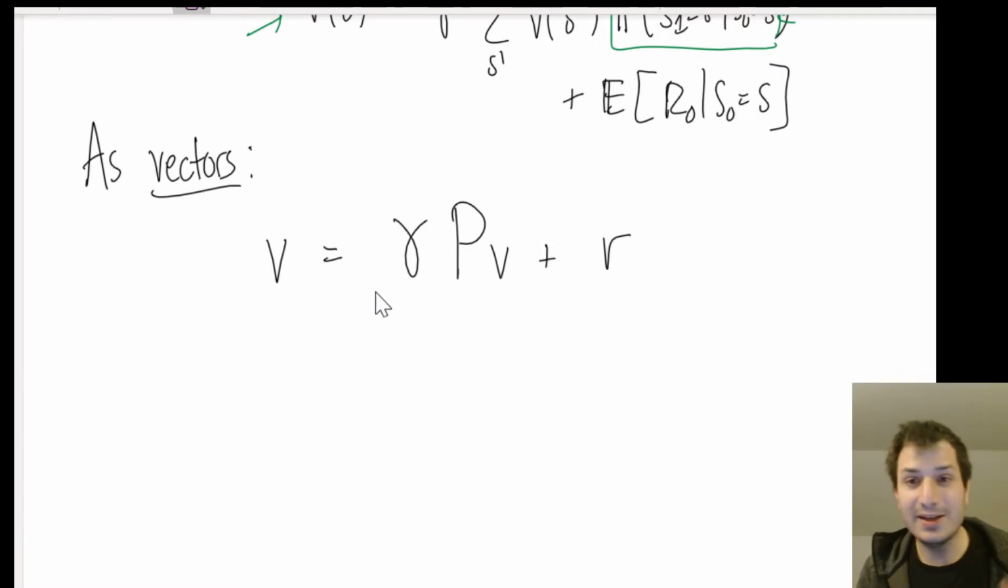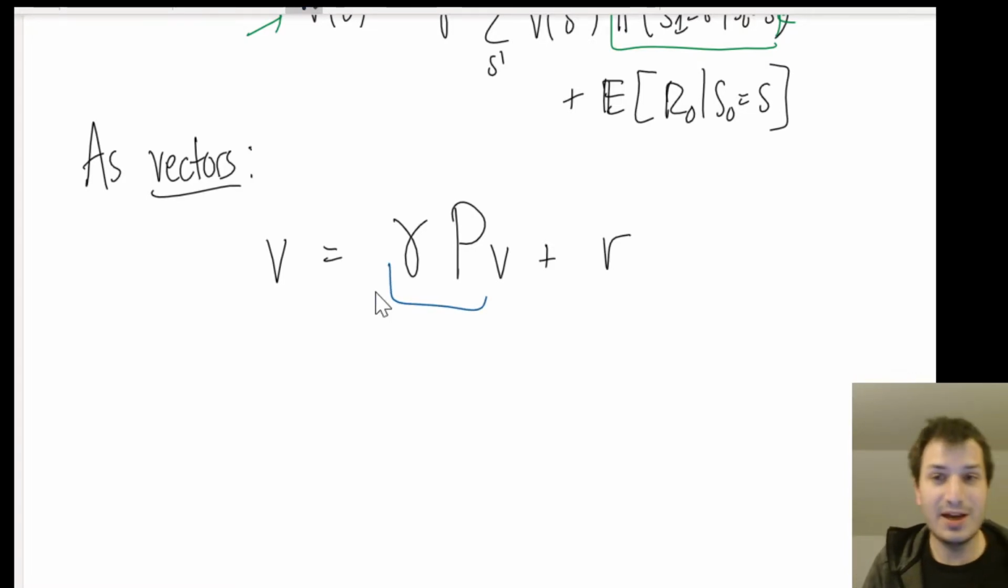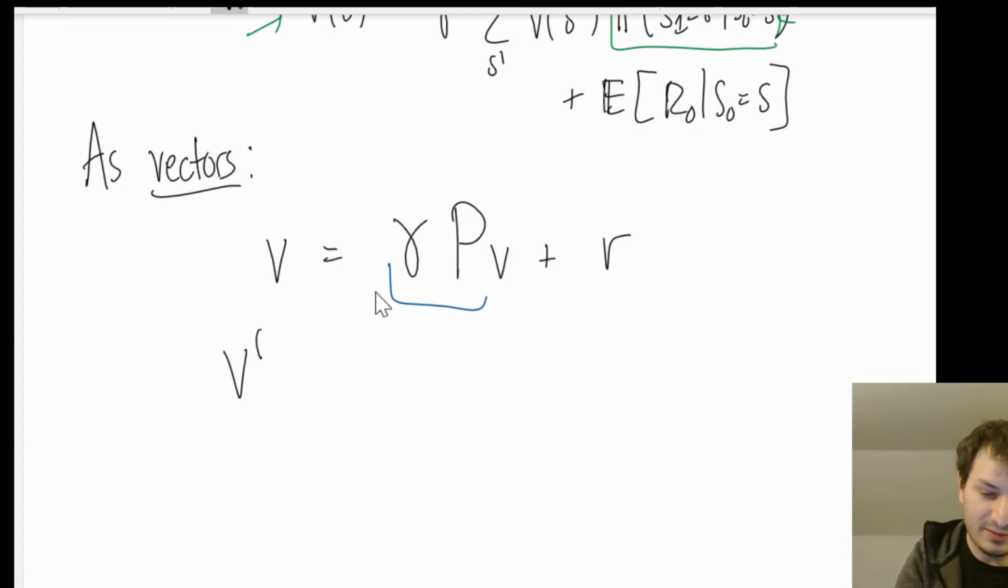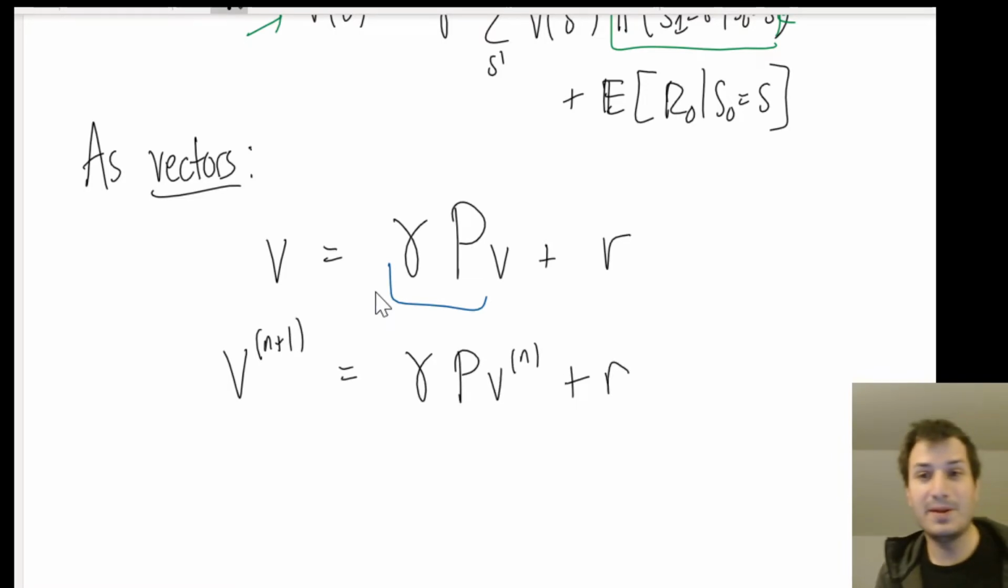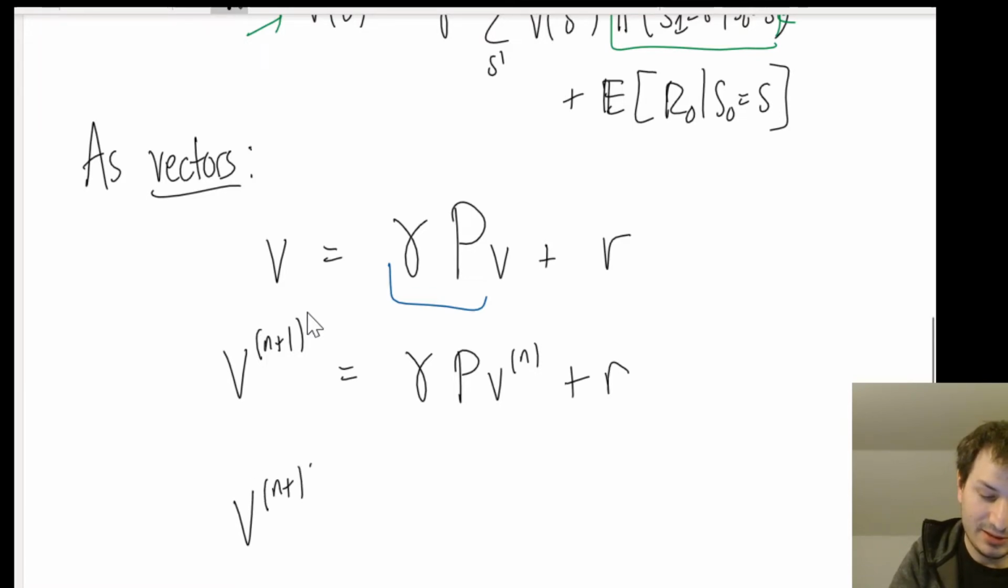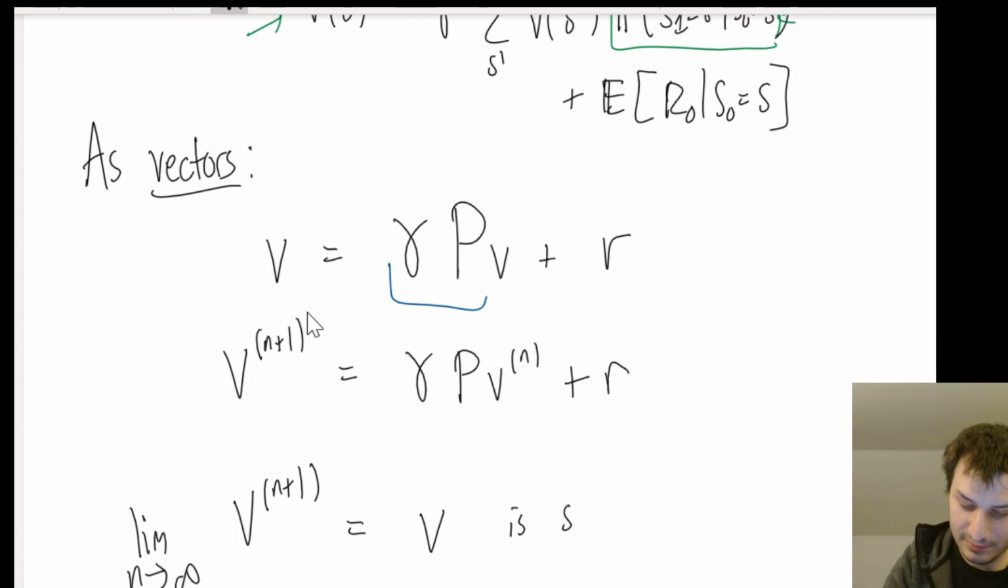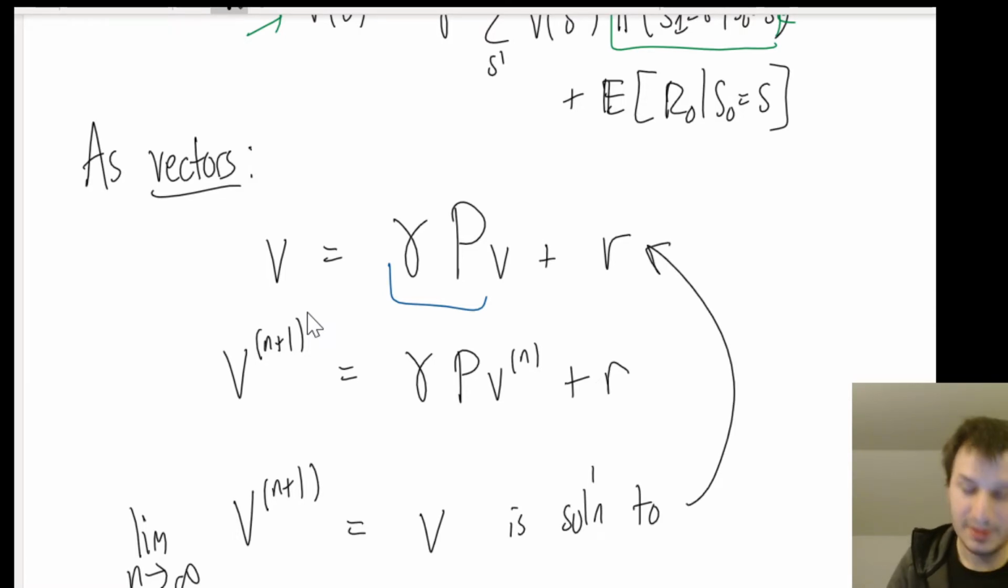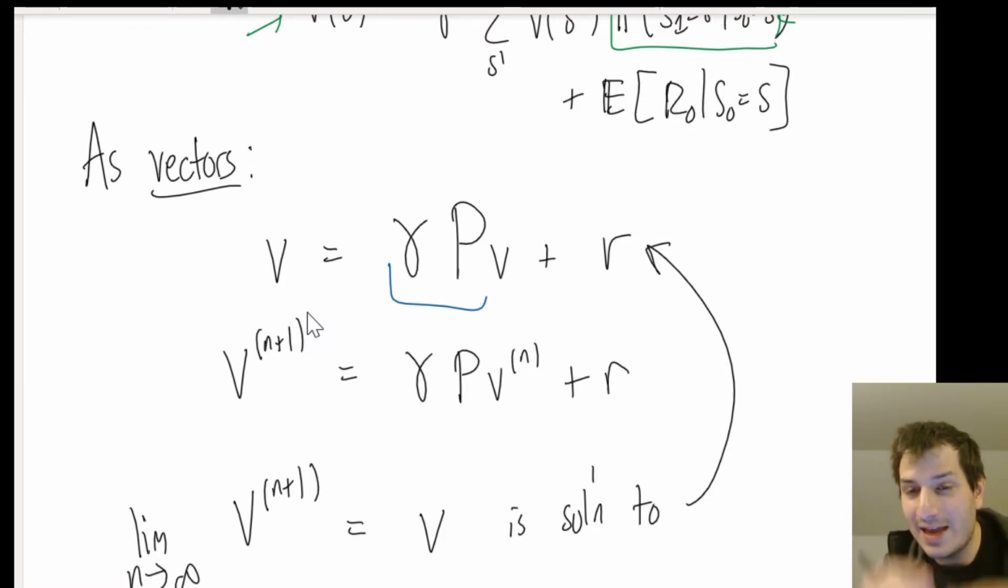But another way you could solve it is you could just apply this gamma P over and over again. So if you had the sequence V_{n+1} equals gamma P V_n plus R, and you just apply this over and over again, you will eventually get to a situation where they are exactly equal. And so the iterates, the limit as n goes to infinity of V_{n+1} equals V, is the solution. So applying it over and over again works in the case of the Bellman equation.